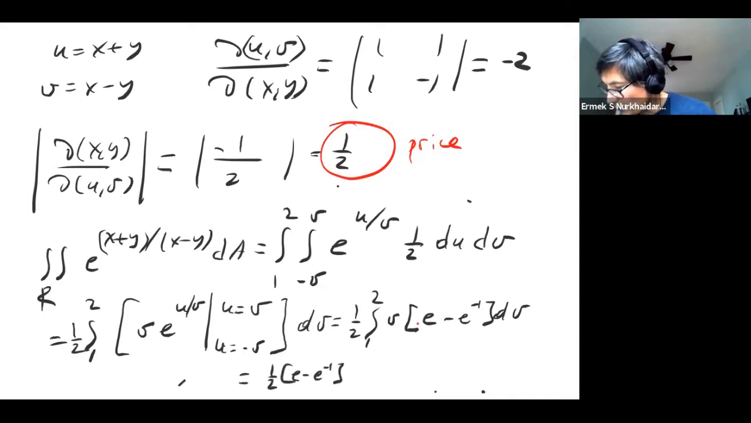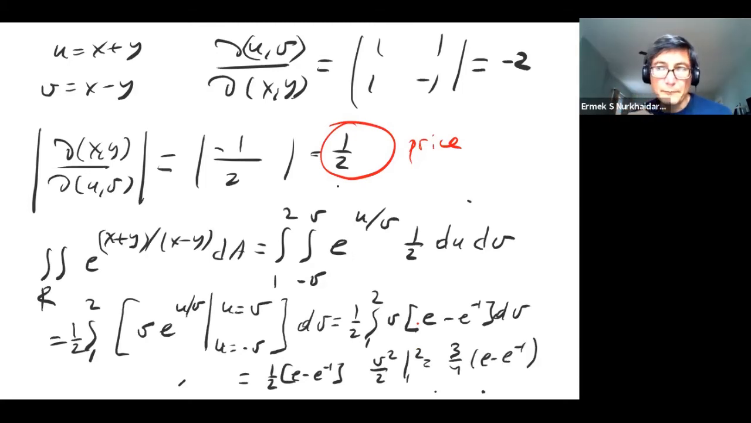The antiderivative of v is v squared over 2. We're doing it from 1 to 2. So the final answer is going to be 3/4 (e minus e to the negative 1). So after we got our substitution, the integral itself is not too bad.